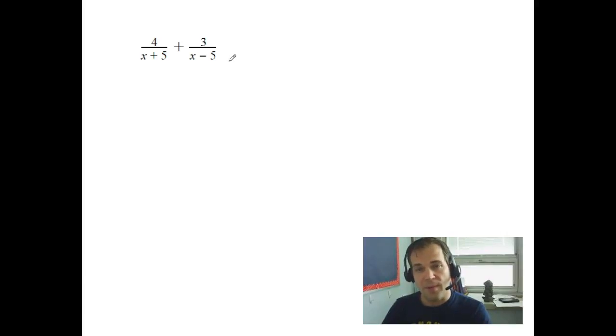We have an addition problem, and when we have addition problems, we need the denominators to be exactly the same. So as I look at my two different denominators, I see they're not the same. One's an x minus 5, one's an x plus 5. And even though they look kind of the same, they're completely different things. And so what we have to do is figure out what the least common denominator will be.